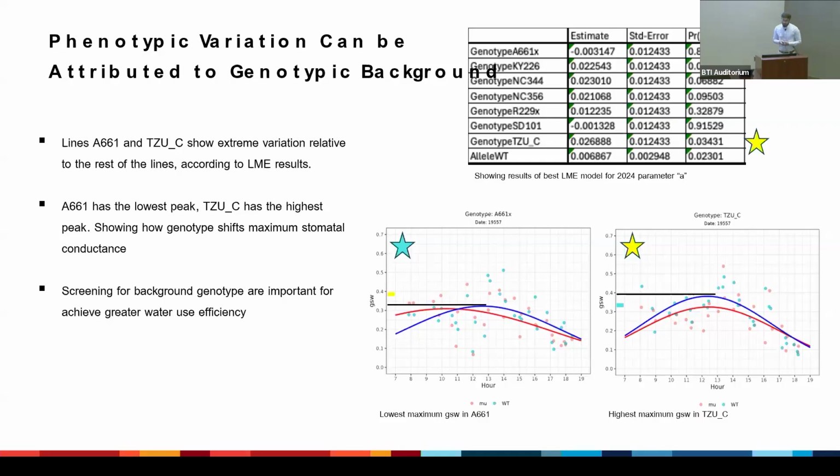So in this example, genotype has a very clear effect, indicating that selecting for genotypic background when making efforts to make maize more water efficient is going to be very important.